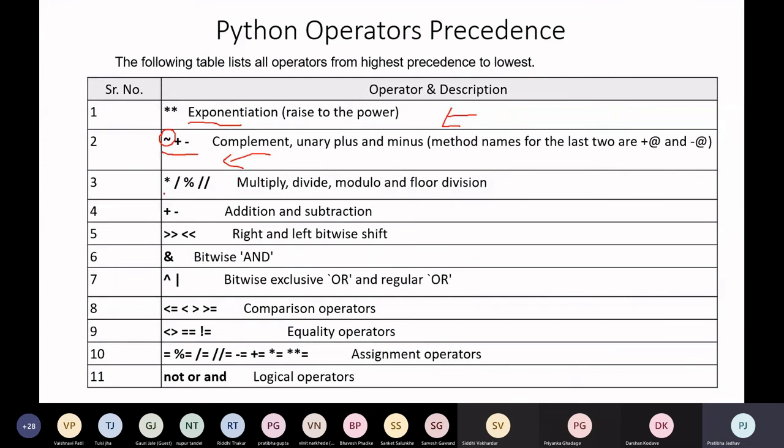Then the third priority is given to multiplication, division, modulo, and floor division. Then next is plus and minus, addition and subtraction. Then the comparison operators. Then equality operators. Then augmented and assignment operators. And lastly, priority is given to the logical operators. Get it?